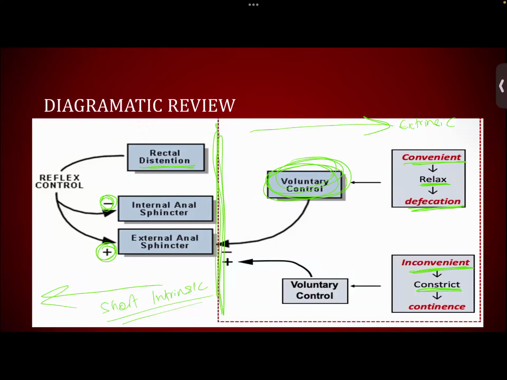And the reason for this is because in the short or the intrinsic pathway, when the external anal sphincter constricts because of the stretch receptors, it is just transient. Okay? So while it does constrict, yes, it's transient, but if your brain tells the external anal sphincter that you cannot defecate right now, then it's going to constrict permanently, and this is what we call continence because it's under our control, and this leads to further constriction of the external anal sphincter.